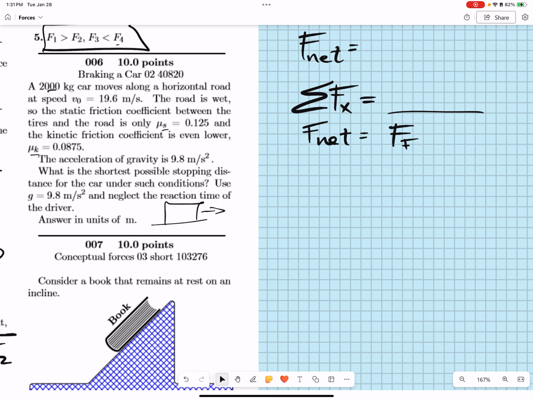Now, after you list your forces, F net's equal to, and list your forces on the other side, we substitute the equations underneath. The equation for net force is MA. The equation for force of friction is mu mg. Now, what we can do is we can cross out the m's.